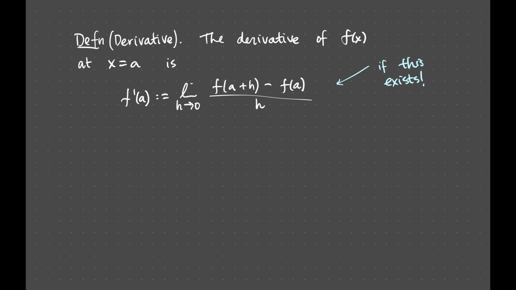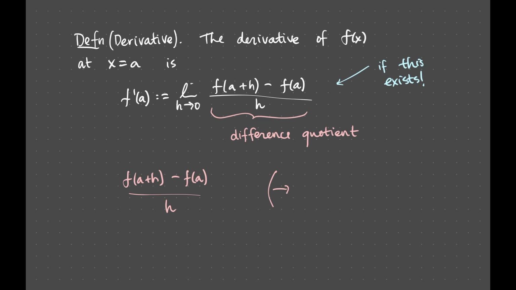The quotient appearing in the limit is called the difference quotient of f at the point x equals a. In general, both the numerator and the denominator of this difference quotient tend to 0 as h goes to 0. But the idea of the derivative is to compare the way in which these quantities tend to 0 by looking at how their ratio behaves in the limit.